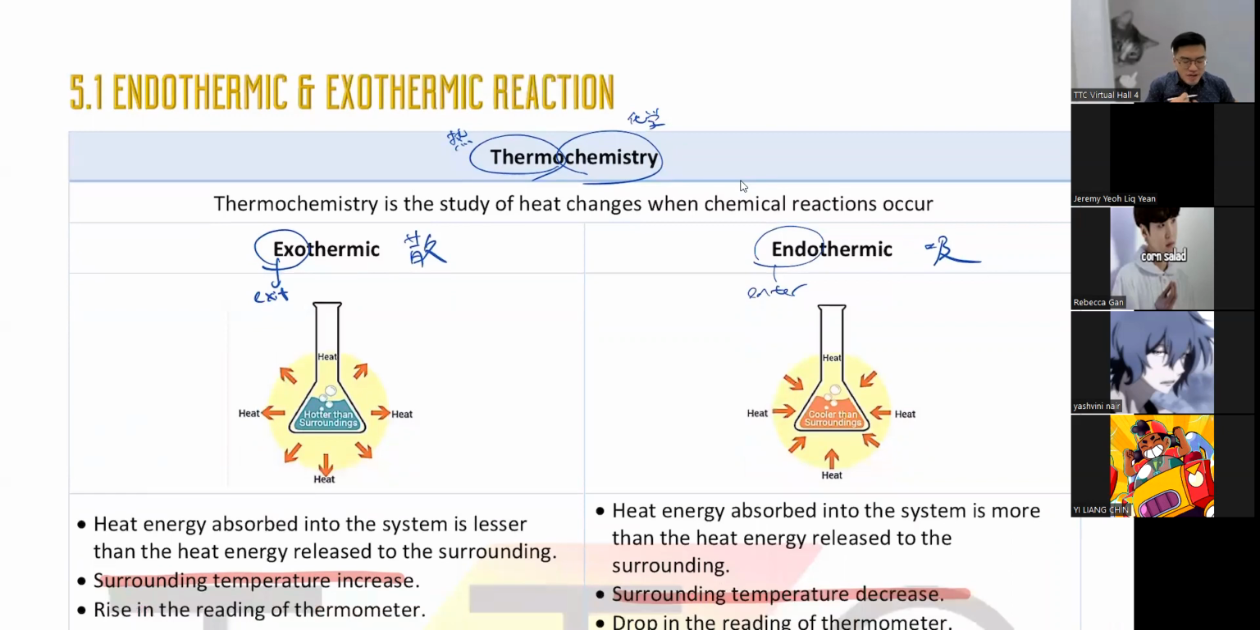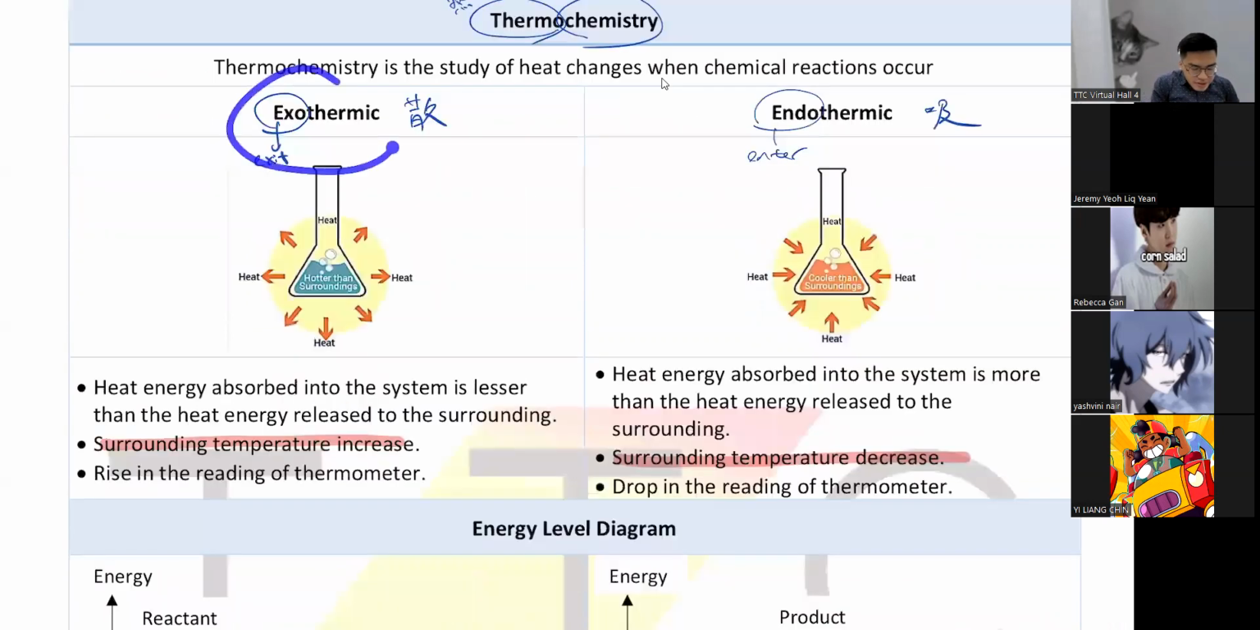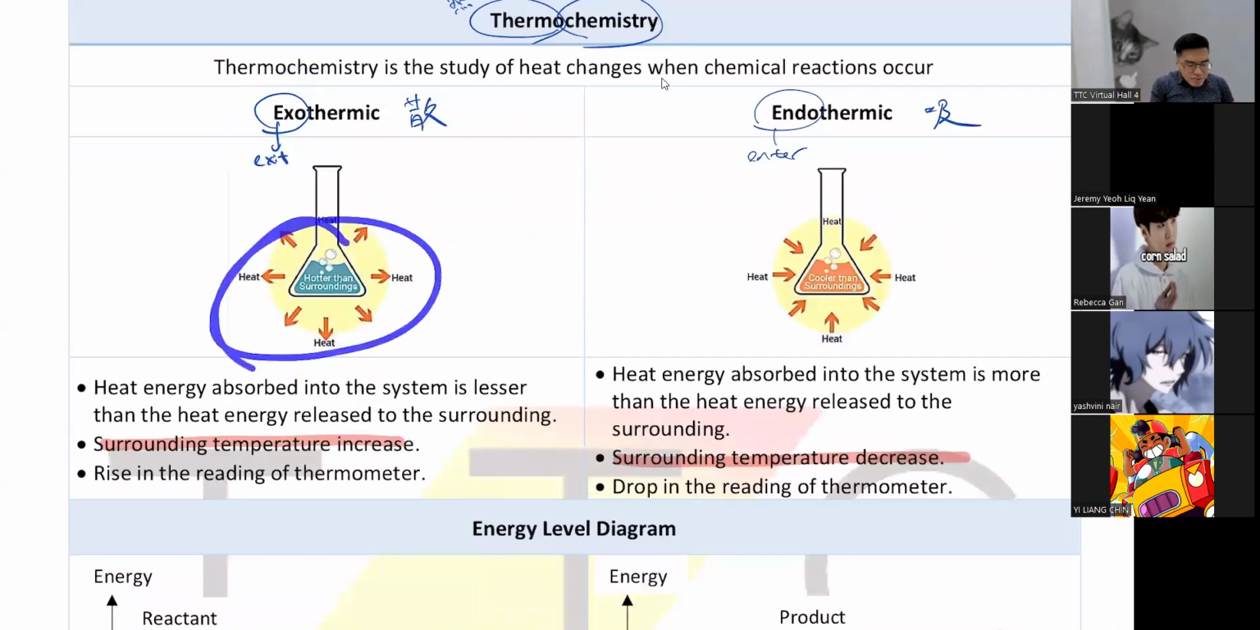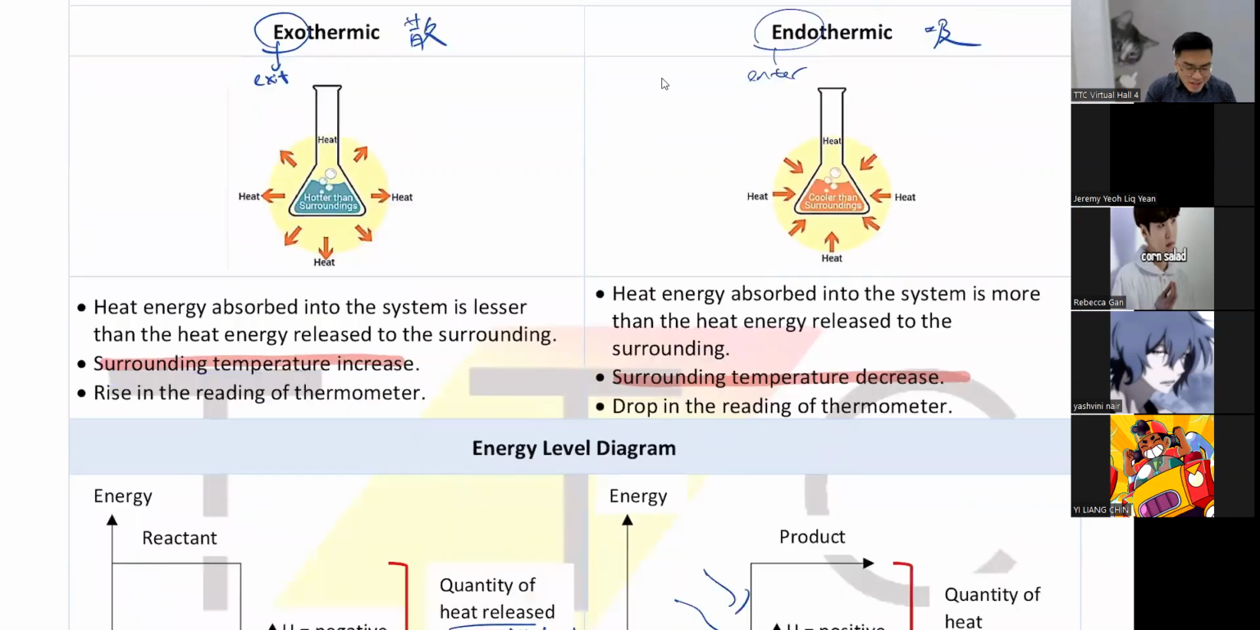Let's refresh what we have learned last week. For those who are first time here, let me repeat what thermochemistry is, and what endothermic and exothermic reactions are. If a reaction releases heat to the surrounding, and the surrounding becomes hot, that is an exothermic reaction. So the surrounding temperature increases. If the temperature becomes cold, everywhere becomes cold, it is endothermic. Endo means enter, right? So heat enters, then they become cold, the temperature decreases. All right, that's it. End of story.